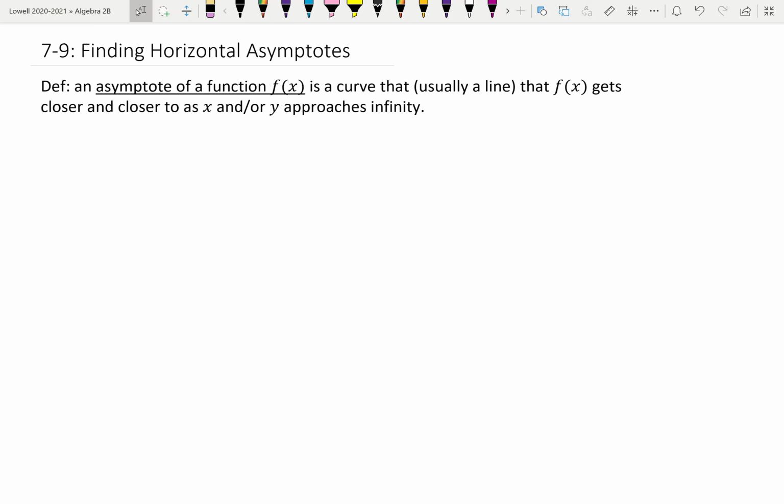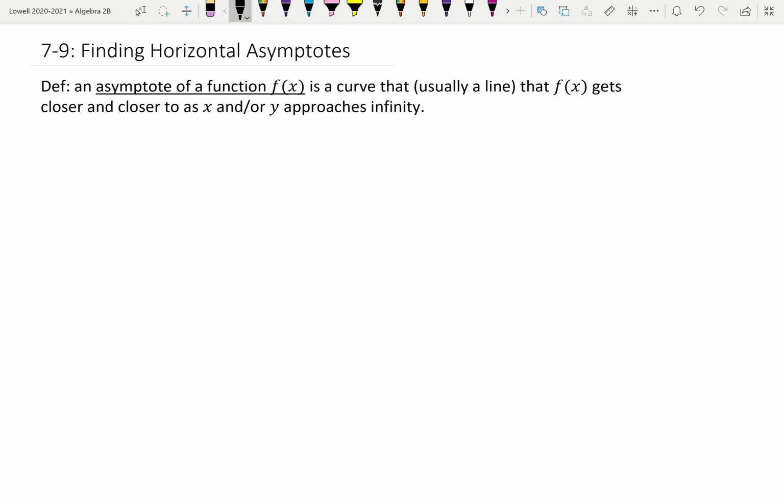So let's just define asymptote once more. An asymptote of some function, so our function of interest is f of x, is some curve which is usually going to be a line, but there are such things as nonlinear asymptotes, where your graph, f of x, gets closer and closer to that curve as x or y, or both, approach infinity. Okay, what does that actually mean? Well, let's take a look here.